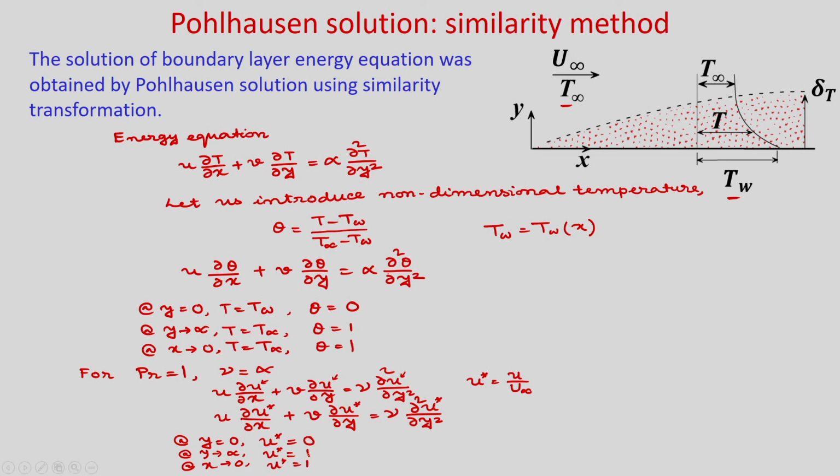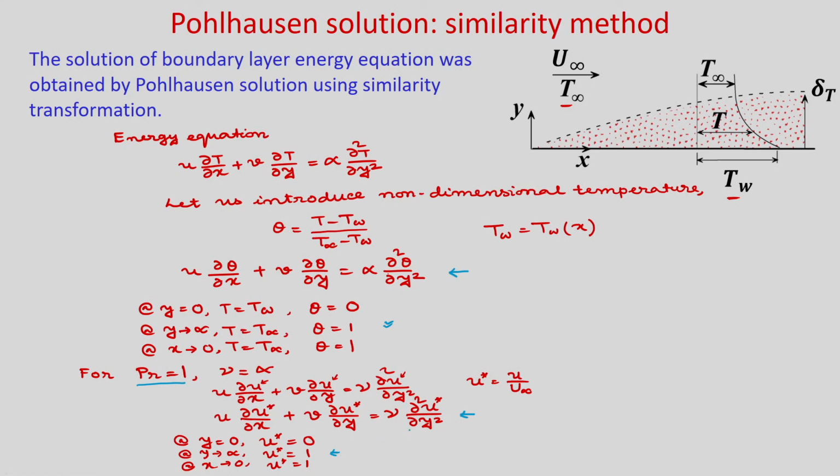Now, you see these equations. This is the energy equation where theta is the non-dimensional temperature with these boundary conditions, and this is the momentum equation where u star is the non-dimensional velocity and these are the boundary conditions. So, if you compare these two for Prandtl number 1, so these are the same equation, because if you replace theta is equal to u star, then you can see the boundary conditions are same and nu is equal to alpha. So, both equations are same.